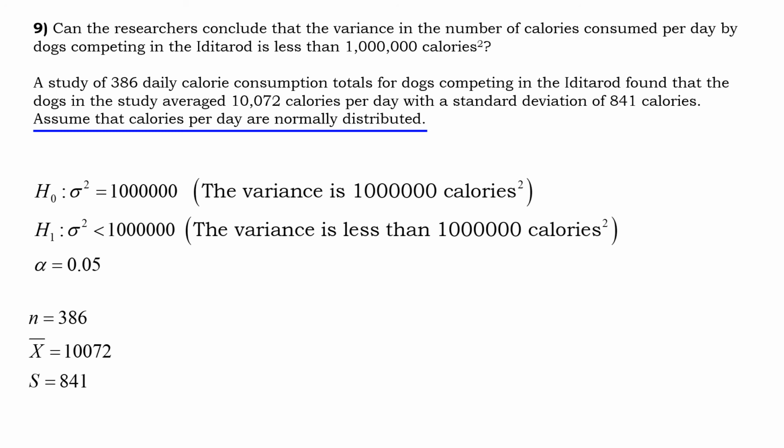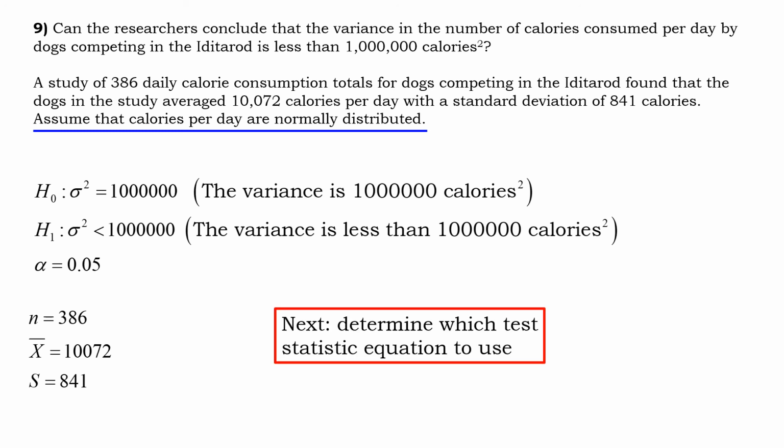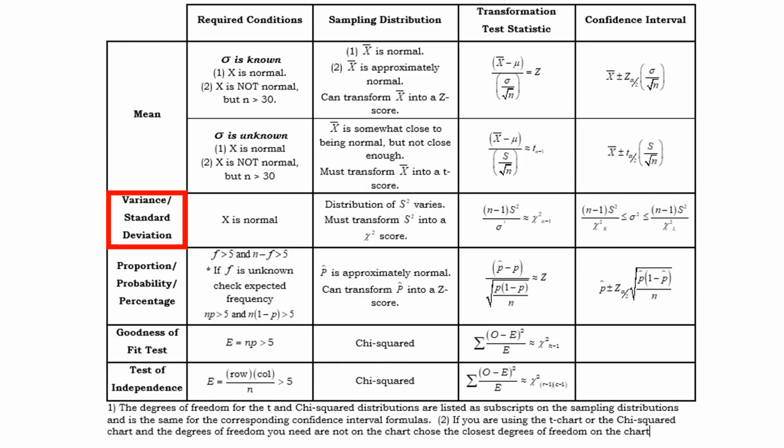Now, important to note here, we were told to assume that calories per day are normally distributed. Without that, we would be in trouble in this problem. Again, when we go to look at our equation, we want to test the variance. And the only condition that's required to test that variance is that our population that we're sampling from must be normal. So if the number of calories they consume per day are not normally distributed, we would be in trouble here. But since we're allowed to assume this, we are able to use our chi-square distribution test. Again, degrees of freedom n minus 1.